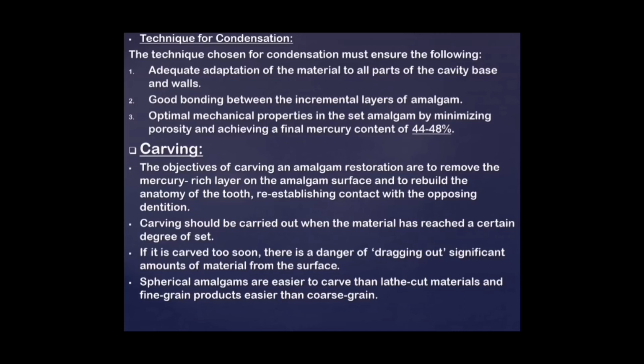Carving. The objectives of carving an amalgam restoration are to remove the mercury rich layer of the amalgam surface, to reveal the anatomy of the tooth, and to reestablish contact with the opposing dentition. Carving should be carried out when the material has reached a certain degree of set. If it is carved too soon, there is a danger of dragging out a significant amount of material from the surface. Spherical amalgams are easier to carve than the lathe-cut material, and a fine grained product is easier than a coarse grain.